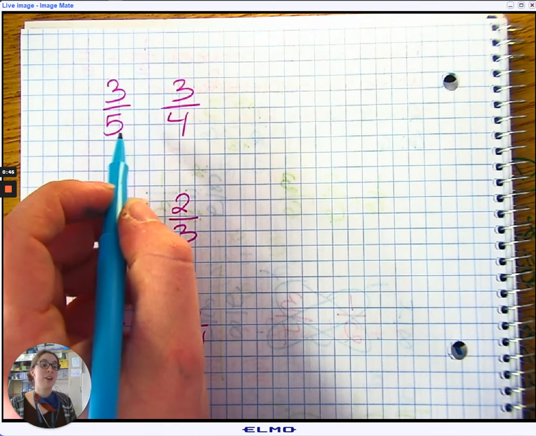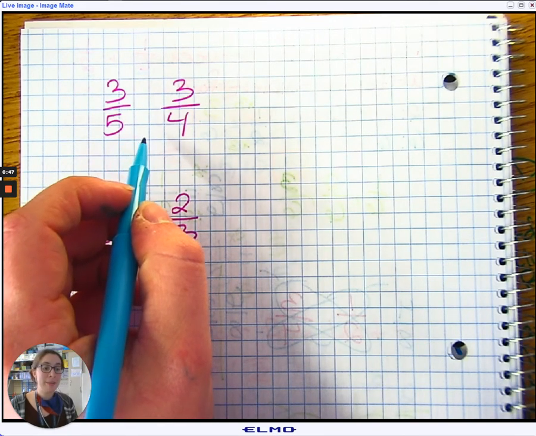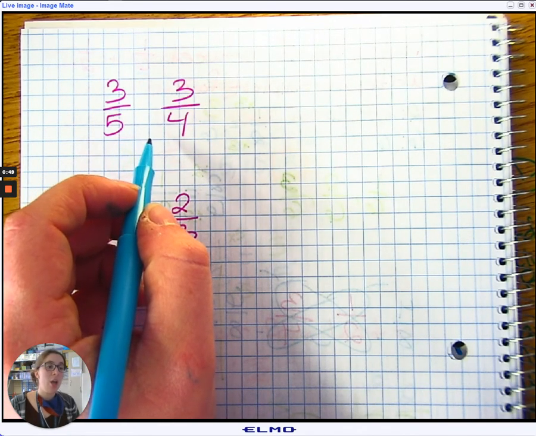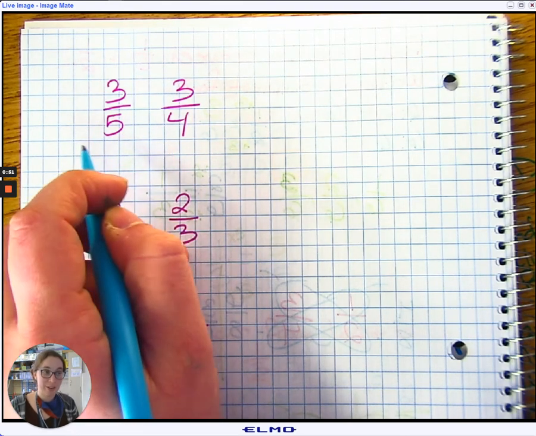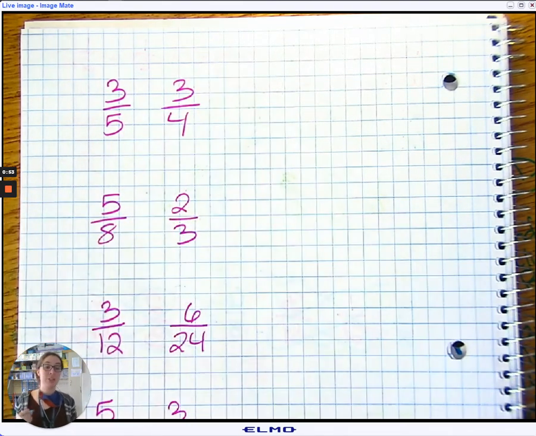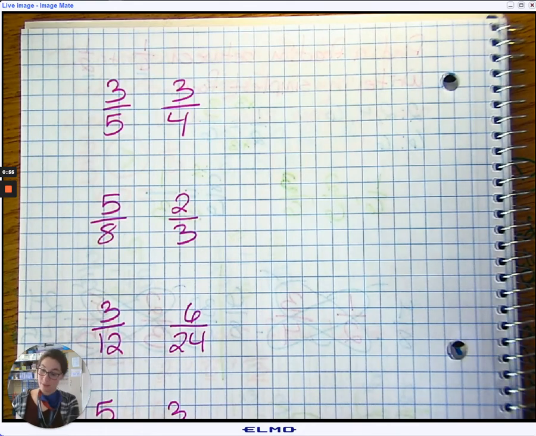So we have two fractions. Let's say we're comparing them. We can't compare them unless we have a common denominator. And we don't have a common denominator between 5 and 4. So here's what we're going to do. This is called the butterfly method.